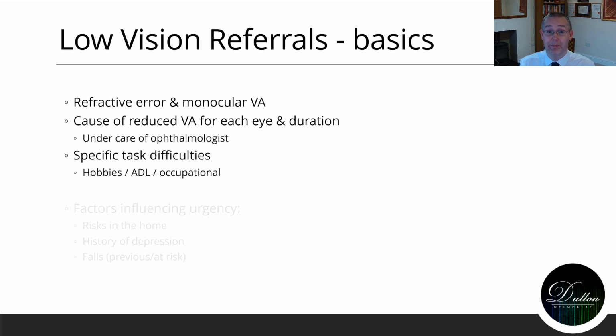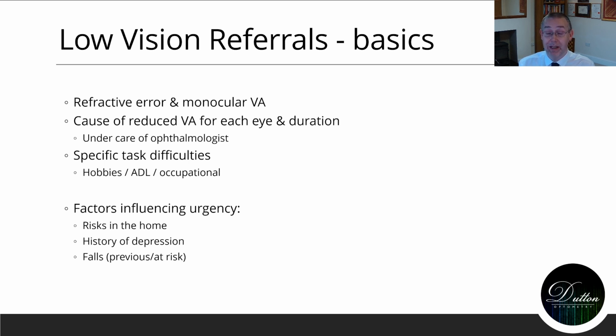Is it a hobby? And when you're considering referral urgency, many low vision referrals are made routinely, but there are some factors which might cause you to escalate that to an urgent referral. For example, are they at risk in the home? Is there a history of depression? Is there a fall risk?